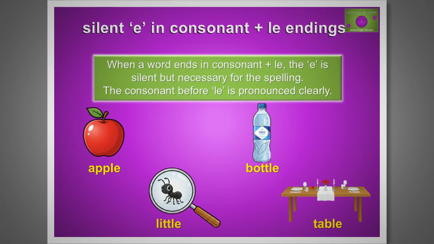When a word ends in consonant plus LE, the E is silent but necessary for the spelling. The consonant before LE is pronounced clearly. For example, apple, bottle, little, and table.